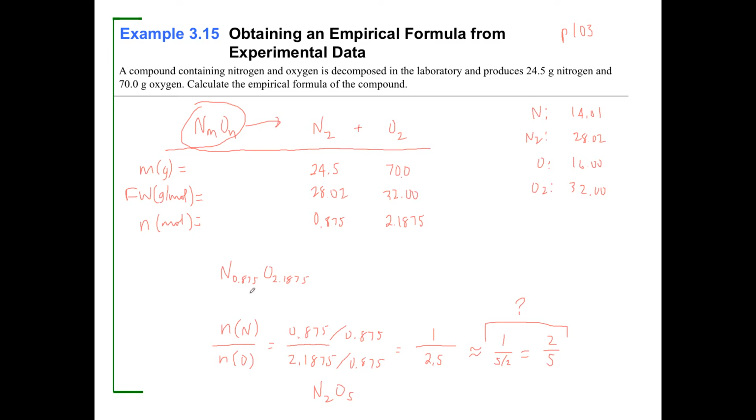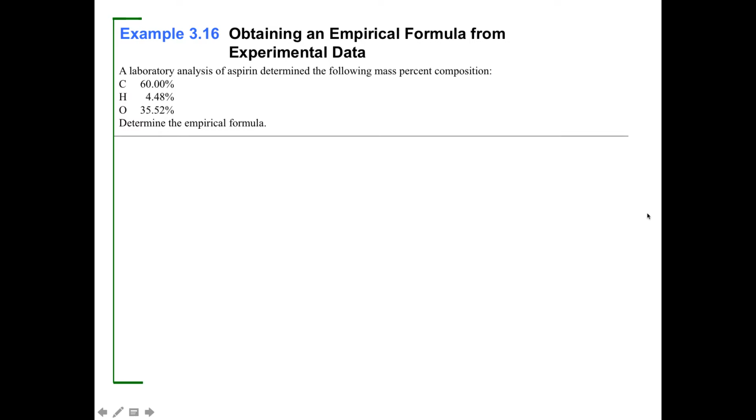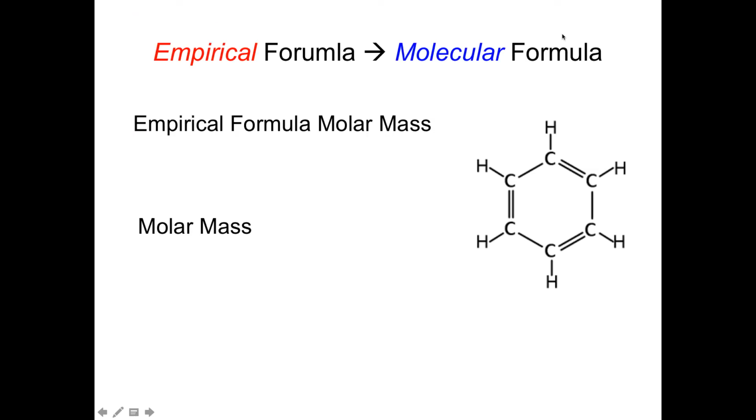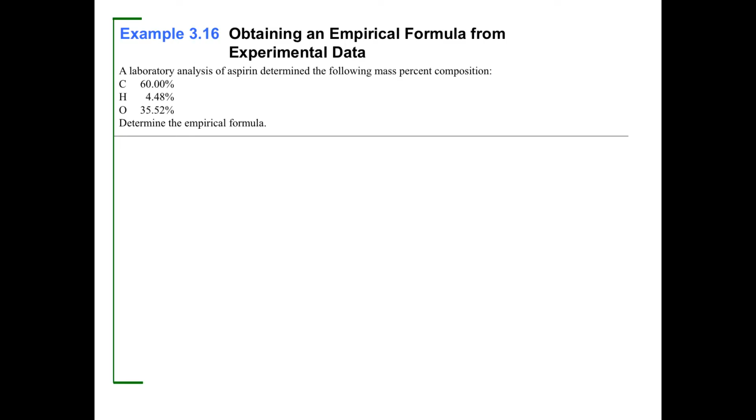So I think we've got another example here on page 103. Let me move on here to example 3.16. Yep, this is also page 103 in your text. Okay, so all right, another complicator here now. A laboratory analysis of aspirin determined the following mass percent composition: 60%.